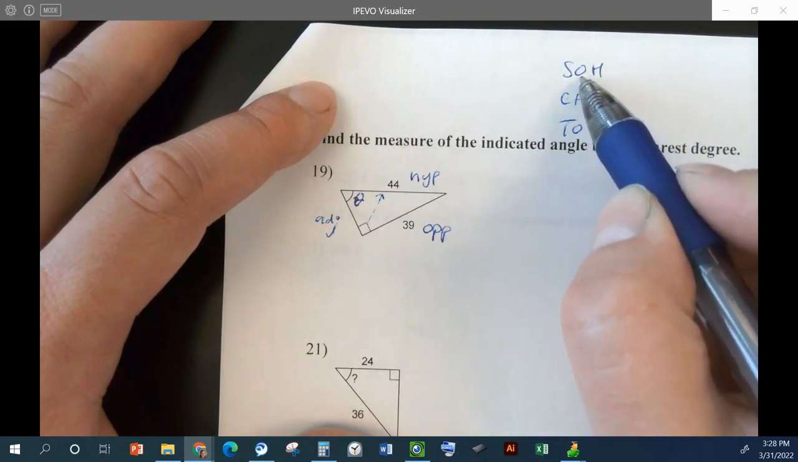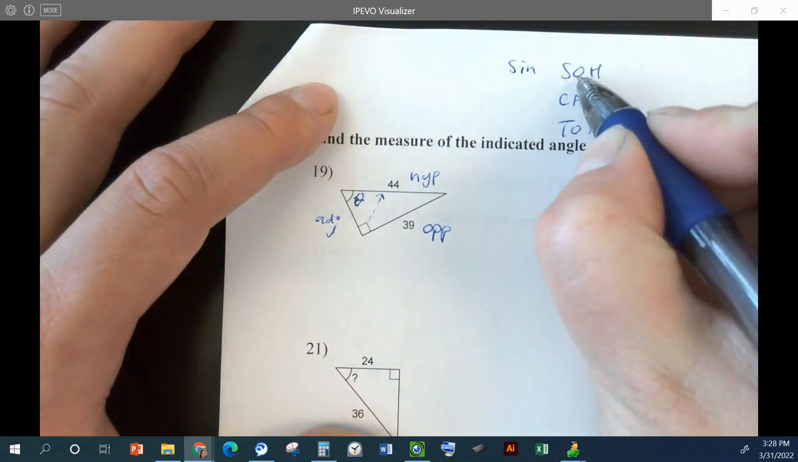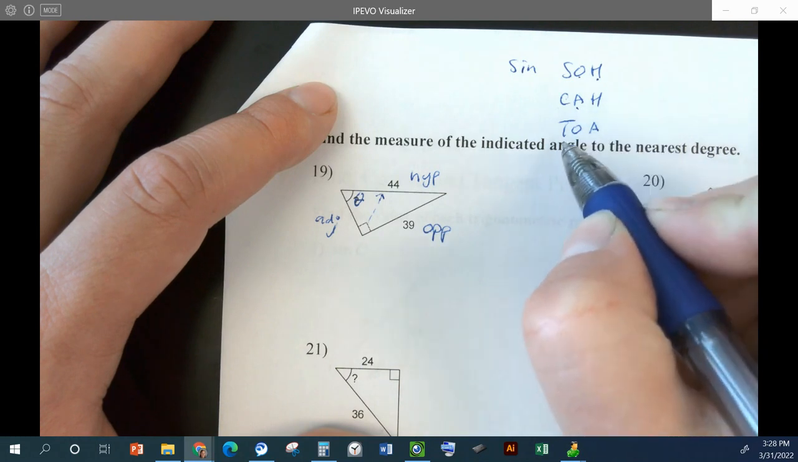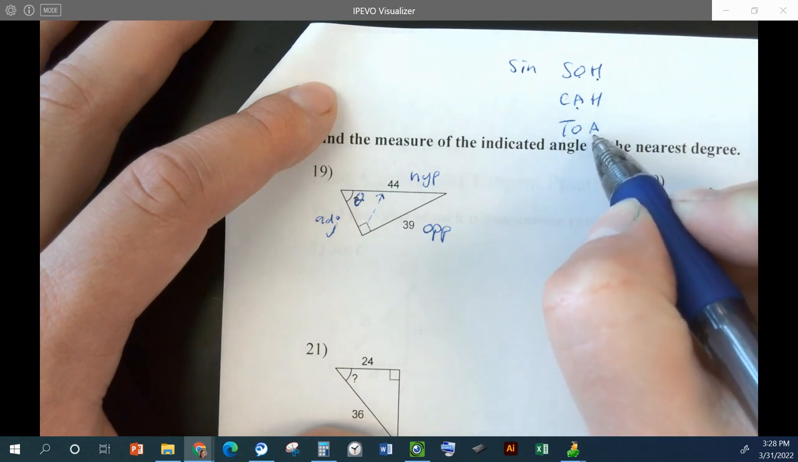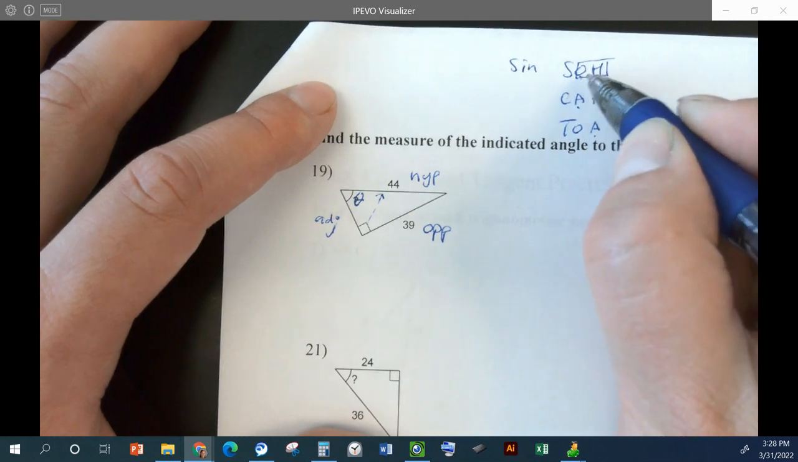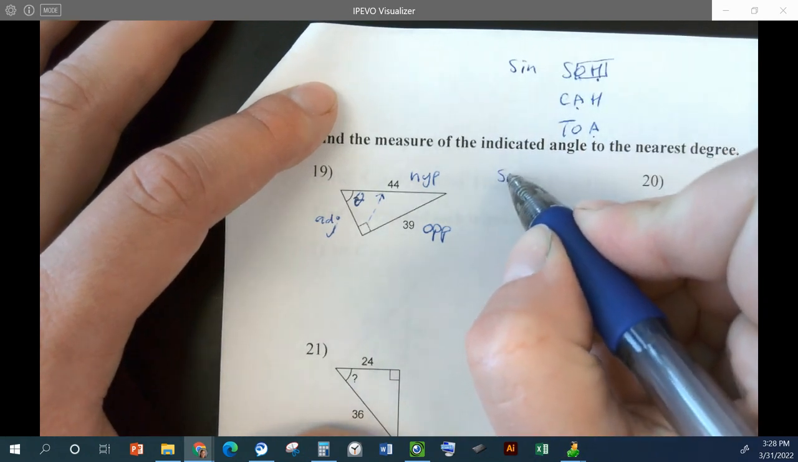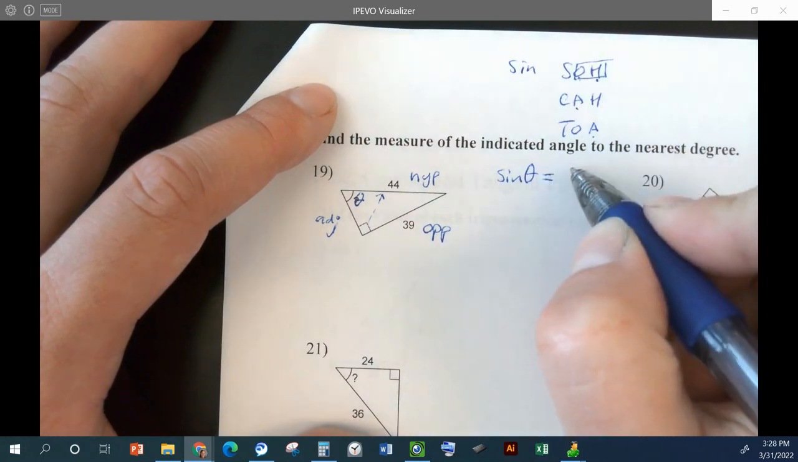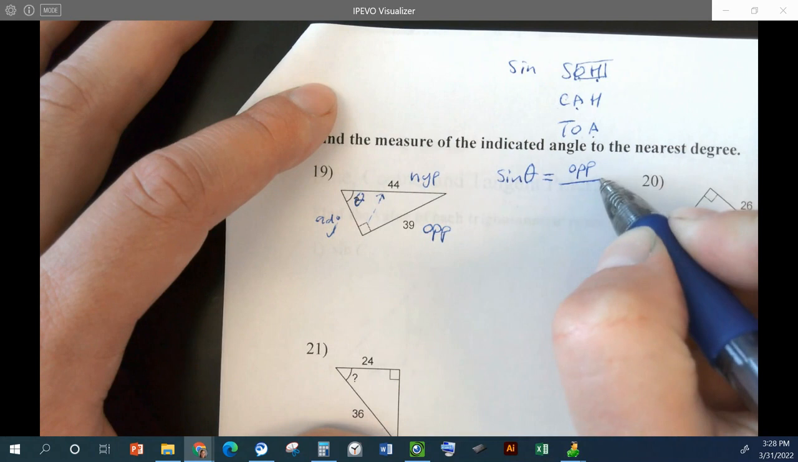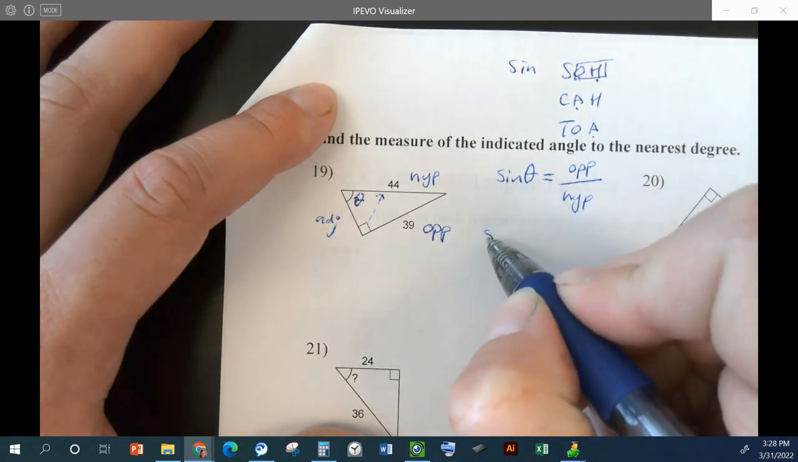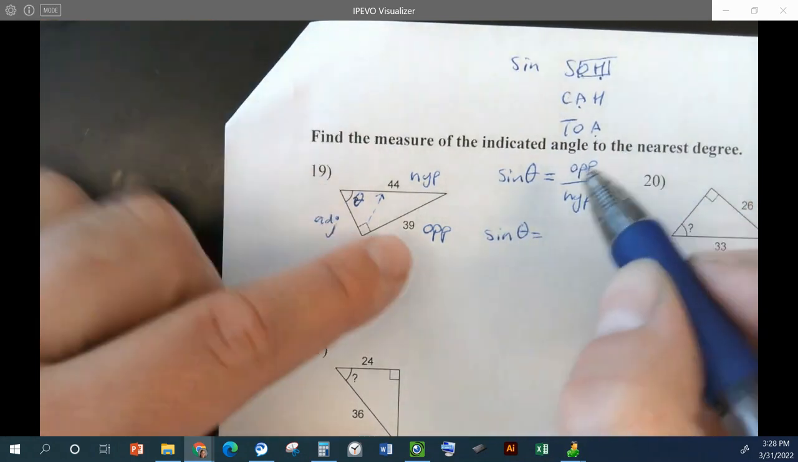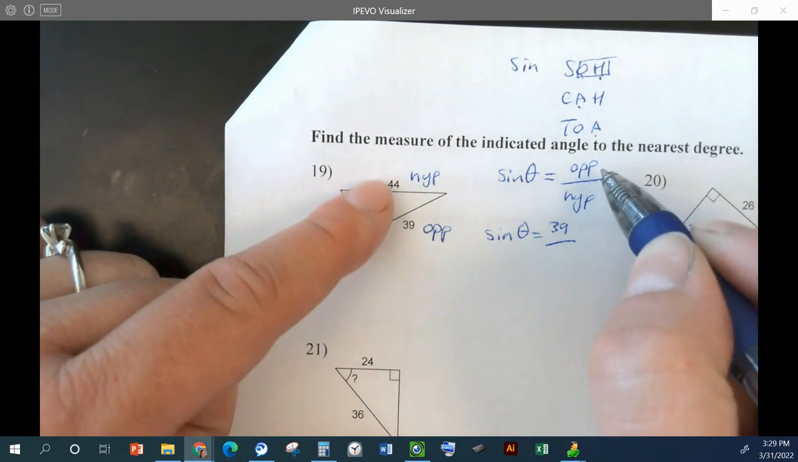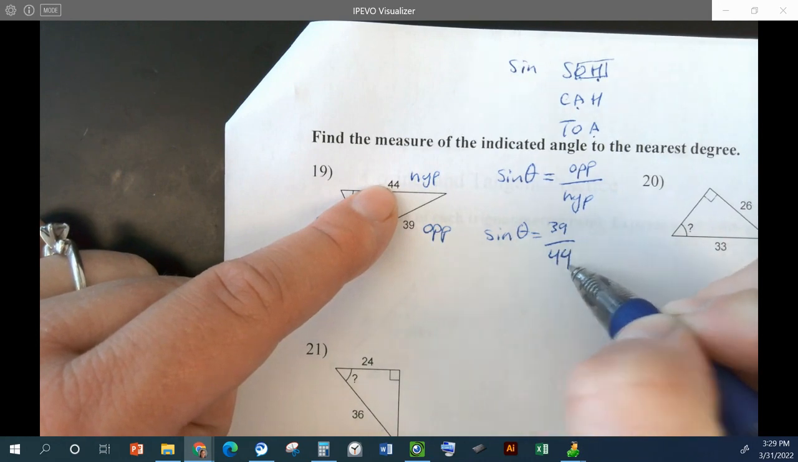So this one, sine. Sine is opposite over hypotenuse. Cosine is adjacent over hypotenuse, and tangent is opposite over adjacent. So we have opposite over hypotenuse. So sine of theta, sine of this angle, is opposite over hypotenuse. So sine of theta is the opposite side, 39, over the hypotenuse, which is 44.